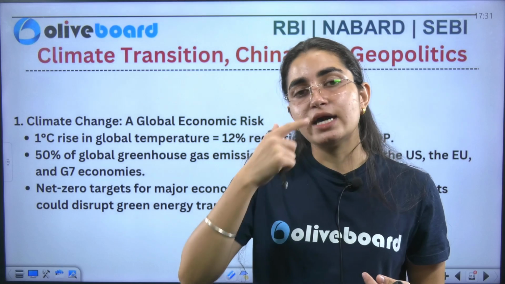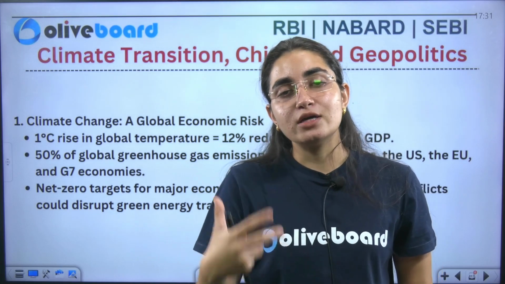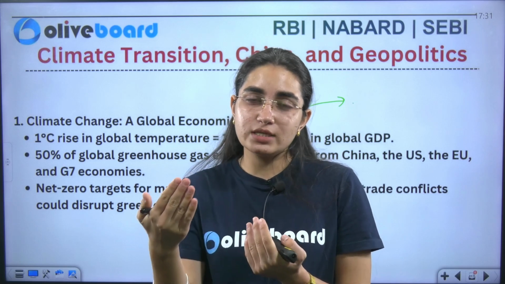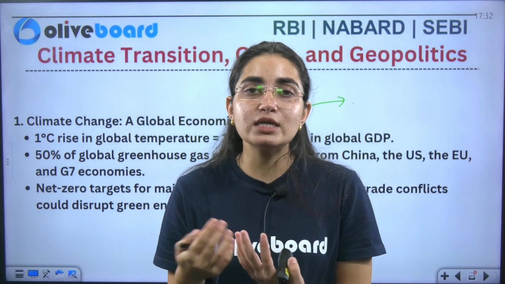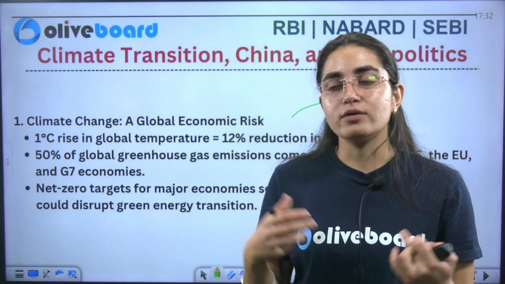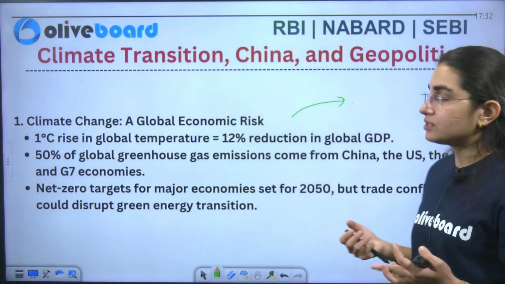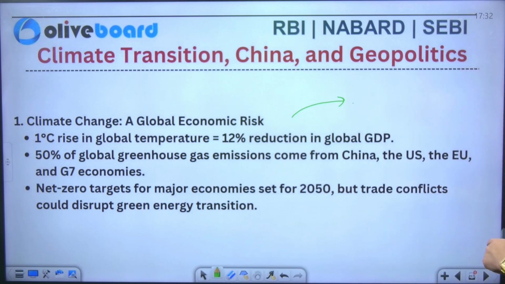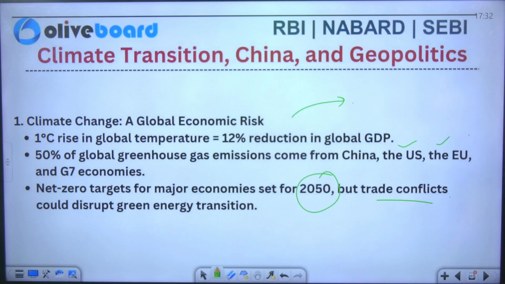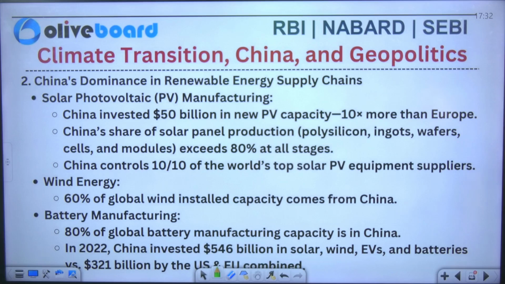And continuously we see that every year we consider that particular year as the hottest year. So that means we are continuously moving towards an increase in global warming. That is what we are watching. So that is also creating problems for our economies. 50% of the global greenhouse gas emissions come from China, the US, the EU and the G7 economies. Net zero targets for major economies are set for 2050, but trade conflicts could disrupt your green energy transition. Now China's dominance in the renewable energy supply chain.